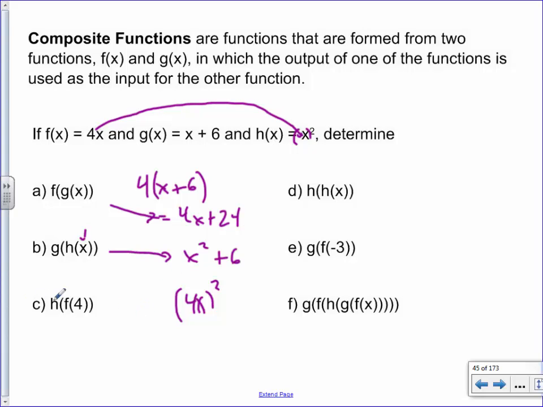But I'm not done now. Now I'm going to replace my x with 4. So what I actually have is 4 times 4 squared. So 4 times 4 is 16. 16 squared, I think, is 256. Is it? Or did I do that wrong? 256? Okay.